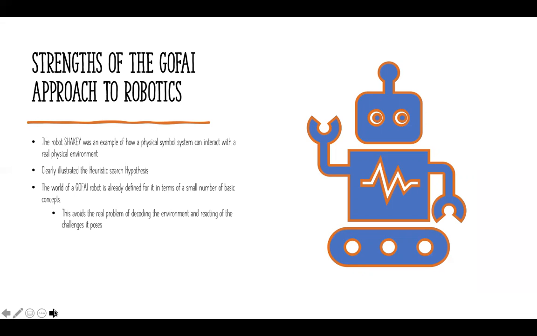Also, Shaky clearly illustrates the heuristic search hypothesis. This hypothesis basically states that an intelligent program solves tasks by transforming and manipulating symbol structures until a solution structure is reached. And the world of the good old-fashioned AI robot is already defined for it in terms of a small number of basic concepts. This essentially avoids the real-world problem of decoding the environment and reacting to the challenges that it proposes.